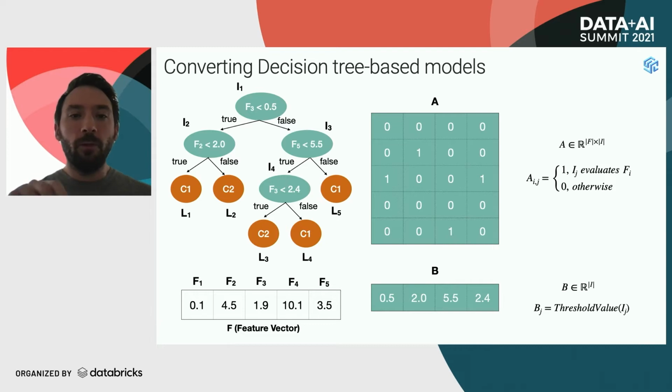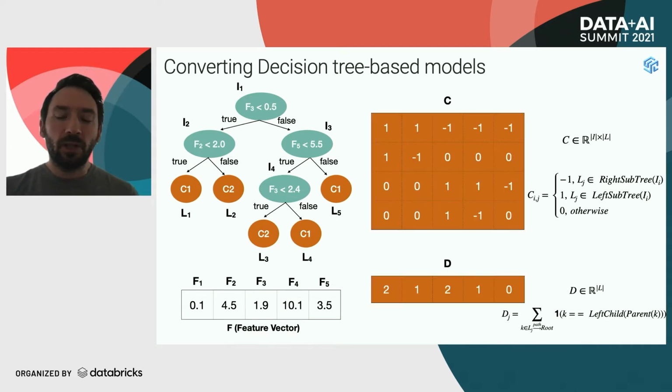That means that if you look at the first row, it means that the first decision node will use input feature number 3. The second decision node will use input feature number 2, and so on and so forth. Then the vector B is just storing the threshold, one for each of the decision nodes.